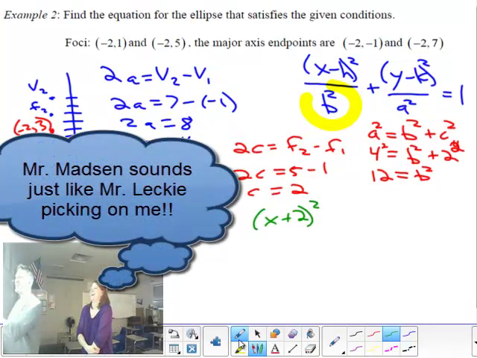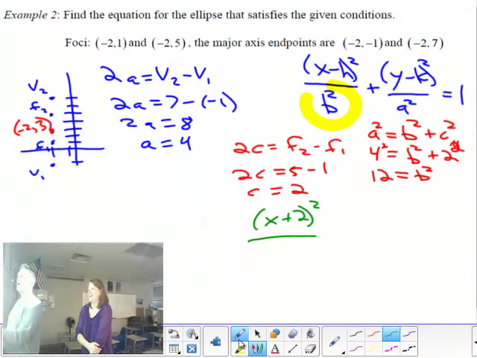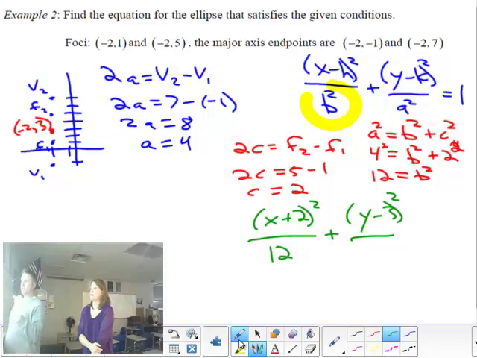Okay, final answer. X plus 2 quantity squared over the b squared value, which we know to be 12. Oh, yeah, b. Okay. And then we have y minus 3 quantity squared over... remember that's backwards, the a value. A was 4, so a squared, 16. Awesome.